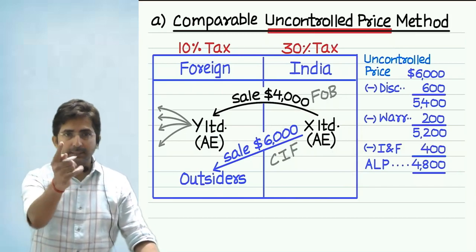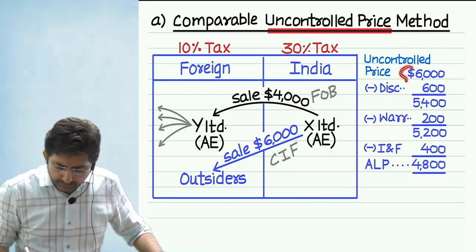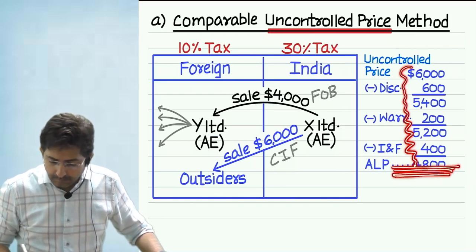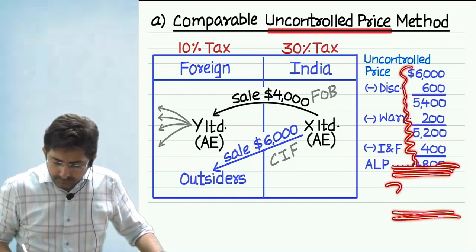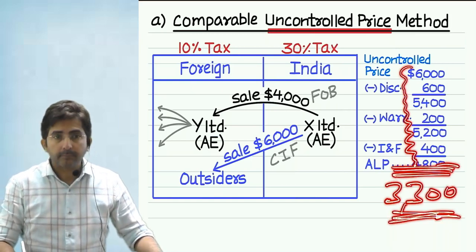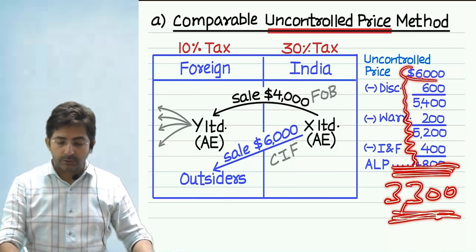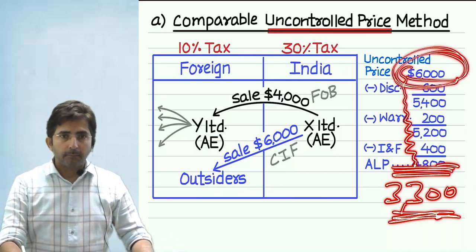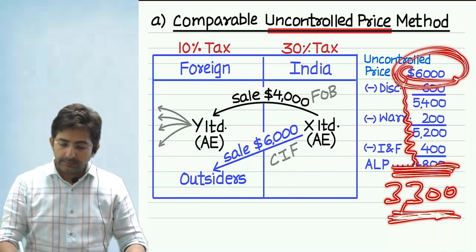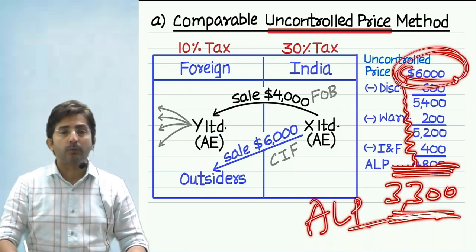Now see one last thing. In case after doing these adjustments, this amount becomes, say, 3,300. Originally it was 6,000, but then after plus and minus it became 3,300. That means ALP is 3,300. So now what to do?